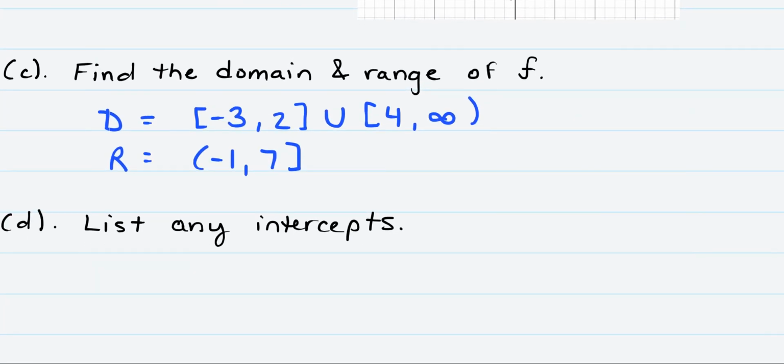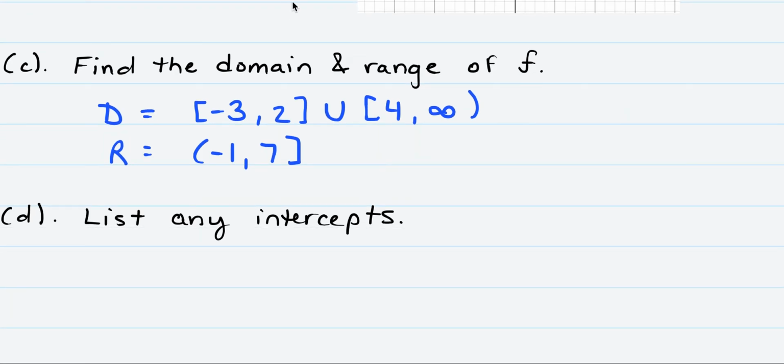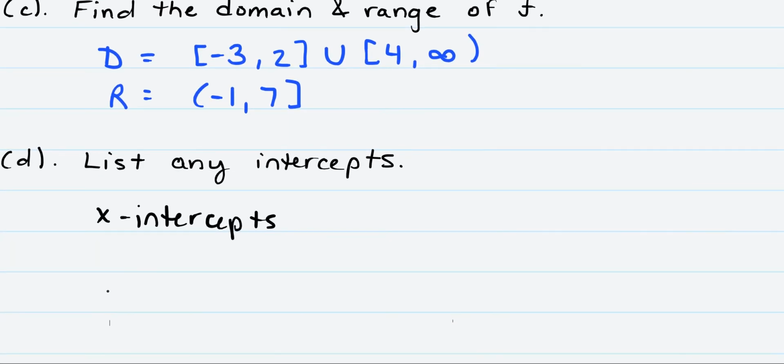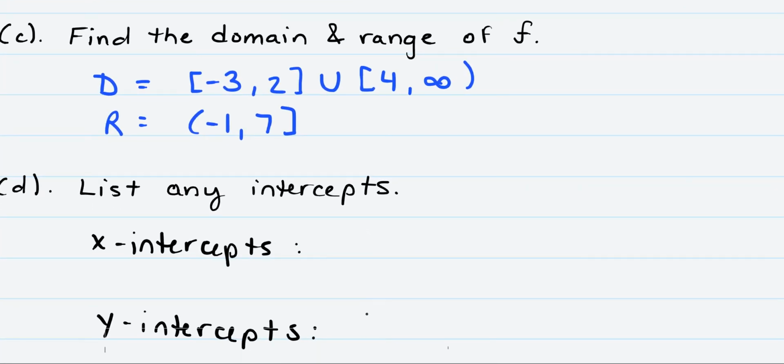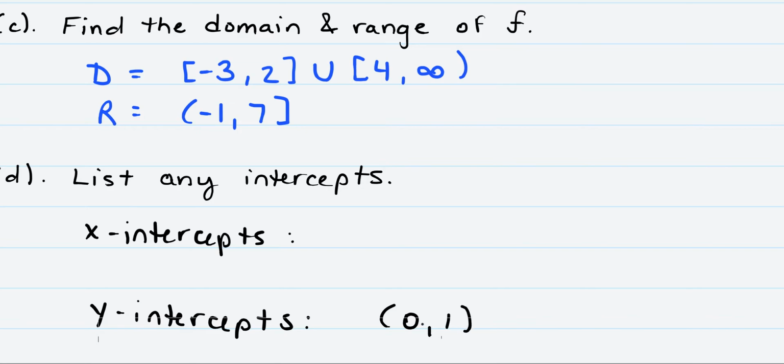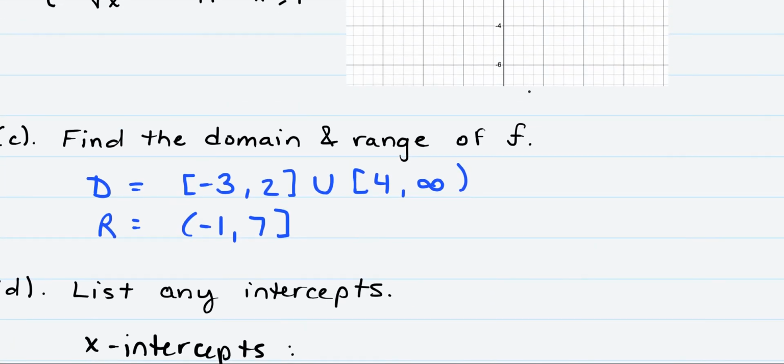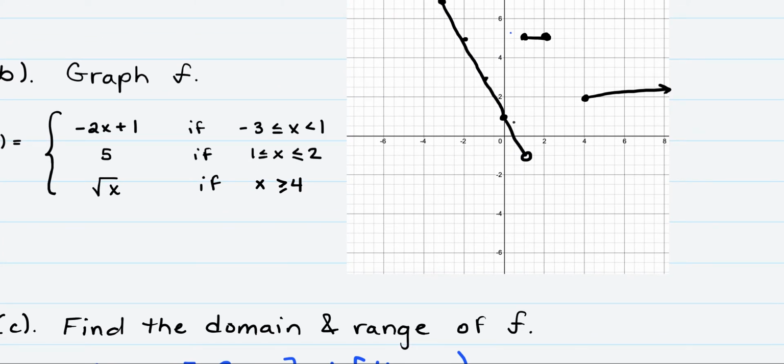Okay, let's list any intercepts. So remember, we're going to have 2 types of intercepts. We're going to have x-intercepts and y-intercepts. X-intercepts correspond to when we plug in y is equal to 0. Y-intercepts correspond to when we plug in x is equal to 0. I always think x is equal to 0 is the easiest, so let's just look at our equation. Where do we have 0? Well, 0 is between -3 and 1, so all we have to do is plug in 0 into this piece. We don't plug it into any of these pieces, just this one, because that's where it's defined for x is 0. So if you plug in 0, you get 1. So the y-intercept is (0, 1). And we can also look at the graph, and you can see at (0, 1), we do have a point.